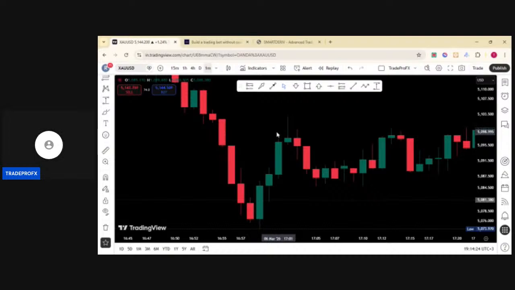So we want now to understand that we have already talked about the green and the red candlestick. The bullish is represented by the green, and the bearish is represented by the red candlestick, meaning the price crossed lower.